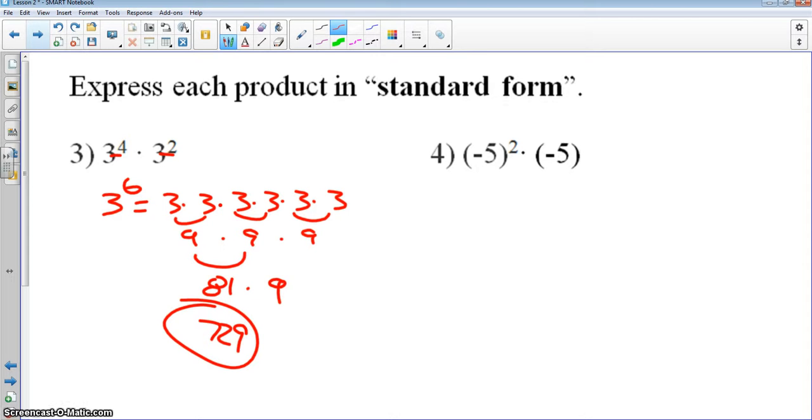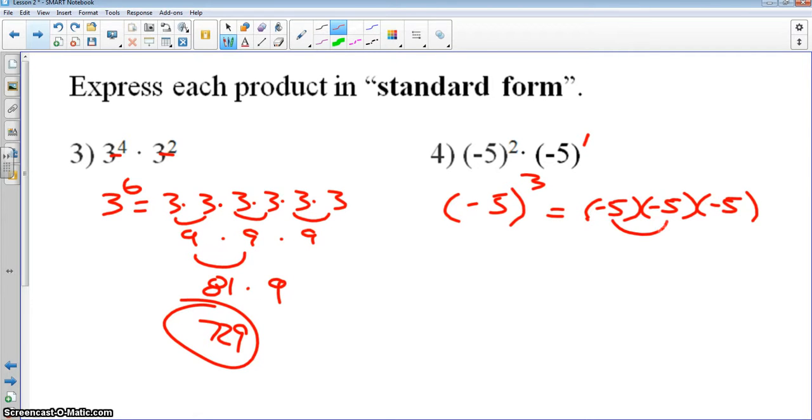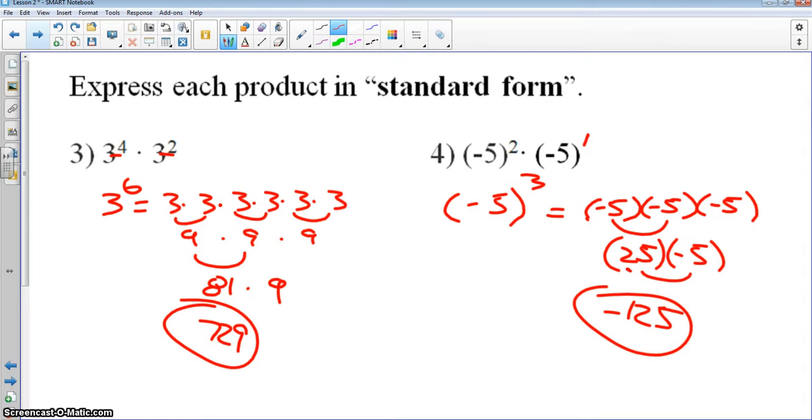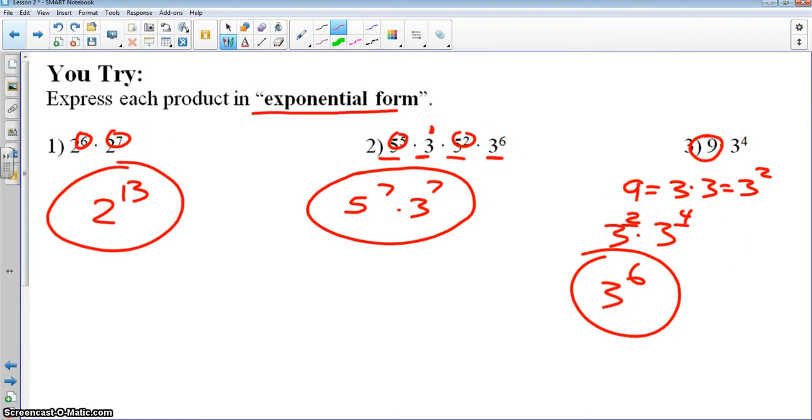Over here, remember, since this negative 5 doesn't have an exponent, let's put a 1 there. Therefore, you added your exponents, and you got negative 5 to the 3rd power, 2 plus 1, which is the same thing as negative 5 times negative 5 times negative 5. Multiply those, and you get 25 times negative 5. Multiply those, and you get negative 125, remembering that a positive times a negative is a negative. Okay, hopefully you got those right. Let's move on.